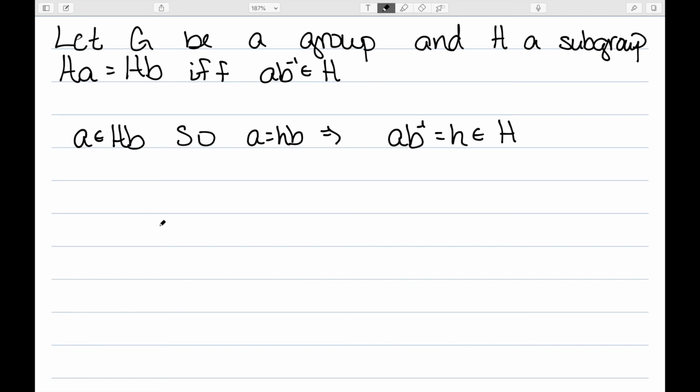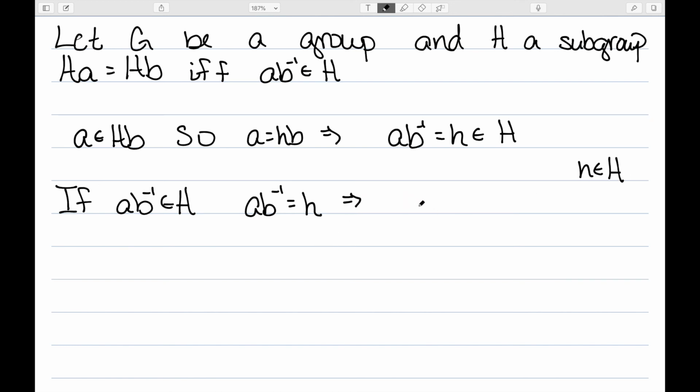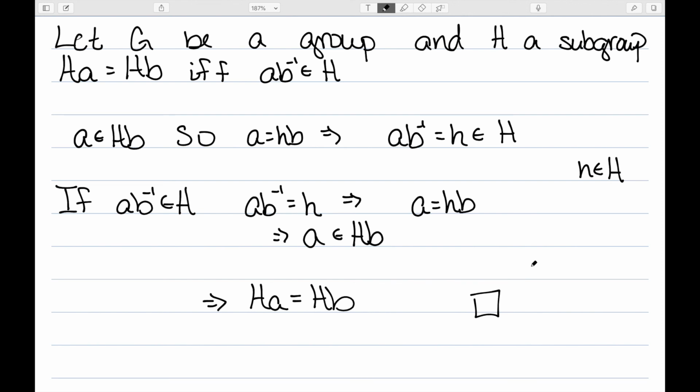This is an if and only if, so we need to go the other way as well. Let's suppose ab inverse belongs to H. Well, then we can write ab inverse as some element little h, where once again, little h belongs to capital H. Multiplying both sides by b, I would get a is equal to hb. So I know that a is equal to an element in H times b, so that tells me a belongs to the coset Hb. And I've already proven in a previous video that if a is in the coset Hb, then the coset Ha is equal to the coset Hb. So now I have this property.